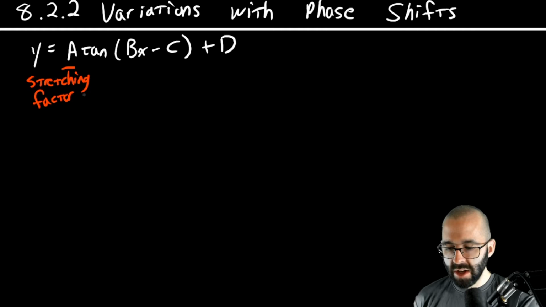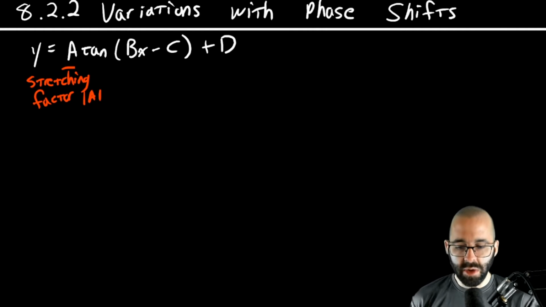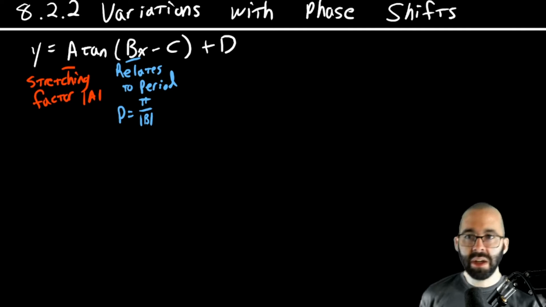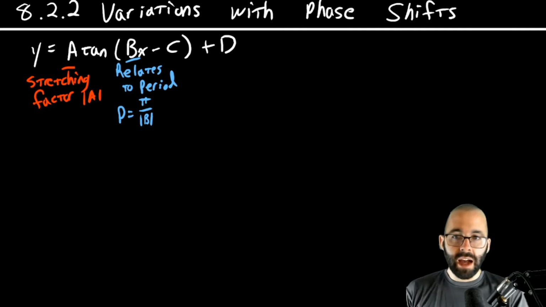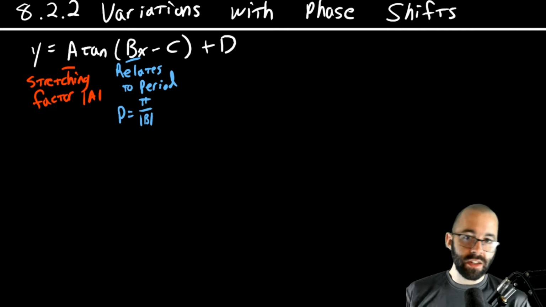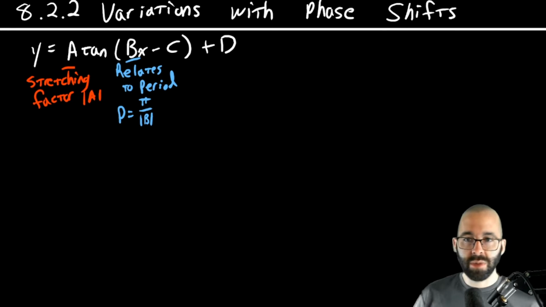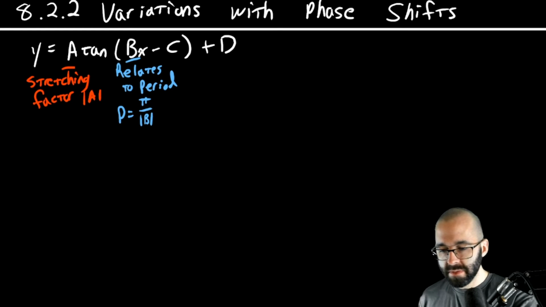Technically, the stretching factor is the absolute value of a because it could be negative. And again, b relates to the period, just like we did in the last video. The period is pi divided by the absolute value of b because tangent normally has a period of pi. So that's why there's a pi on the top, whereas sine and cosine normally have a period of 2 pi. So that's where there's a 2 pi on top in that one.